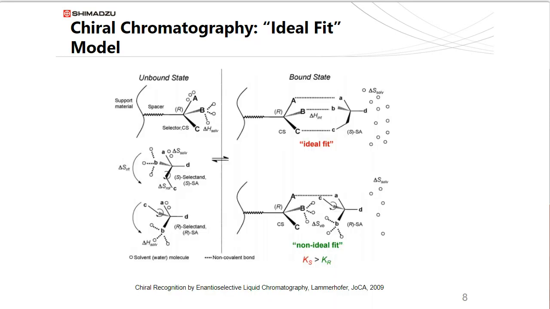So how does chiral chromatography work? In this slide, I'm showing what's called the ideal fit model. You have some sort of support with a chiral selector on it. That chiral selector, being solvated, then interacts with a chiral molecule in what's called an ideal fit. That has a stronger bond to its selector, slowing its progress down the stationary phase. You can also have a non-ideal effect, which will have some interaction, but not as good as the ideal effect, again giving different retention times and separation.